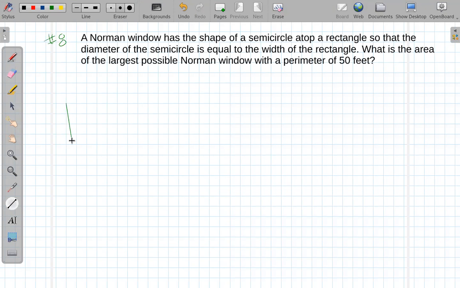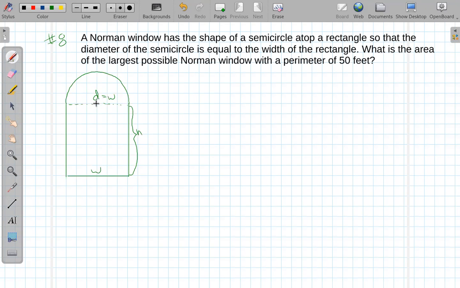So I got a rectangle. And then on top of the rectangle, we have a semicircle. Something like that. Put a dotted line here. So that's the diameter, and they say the diameter and the width are the same thing. And then we have this height right here. So this is the window they said, right? Semicircular top, rectangle.